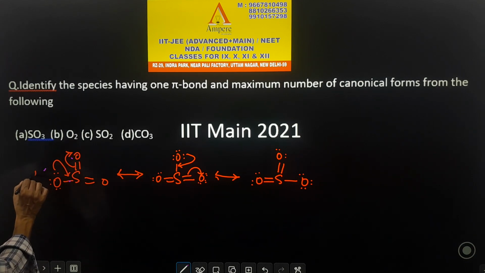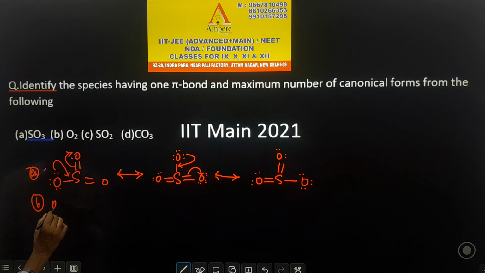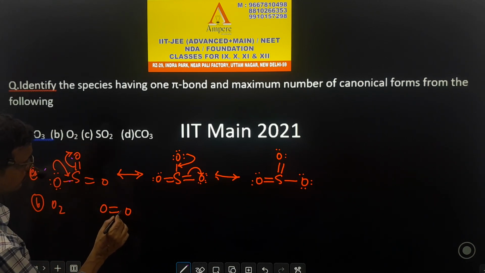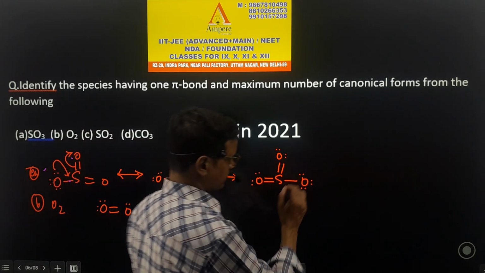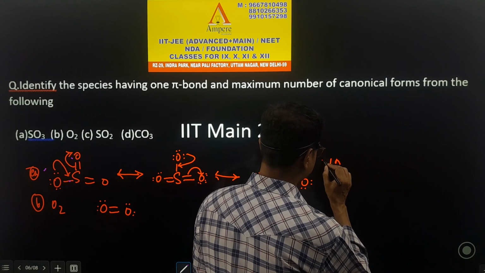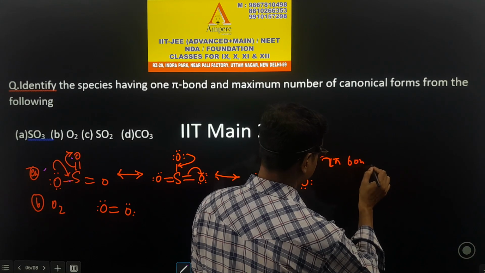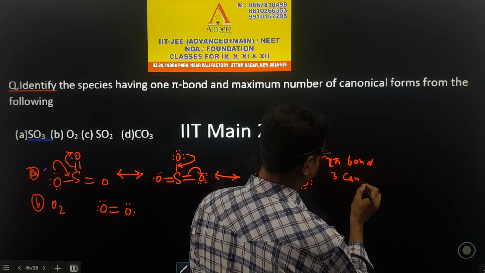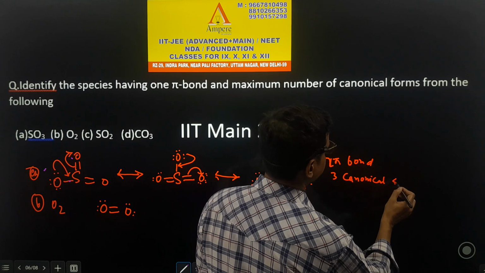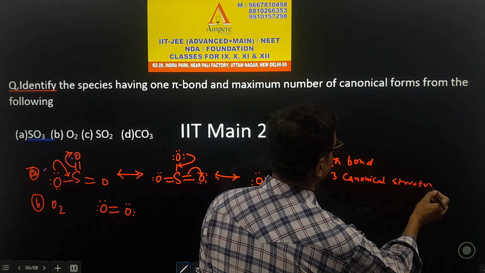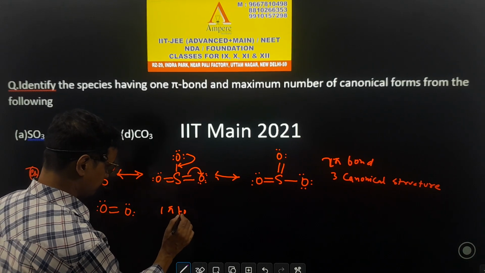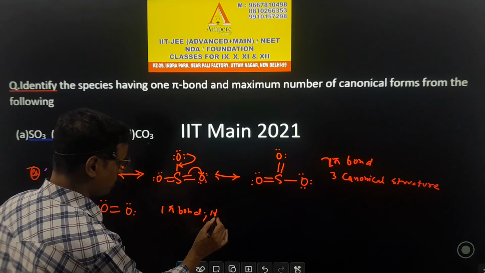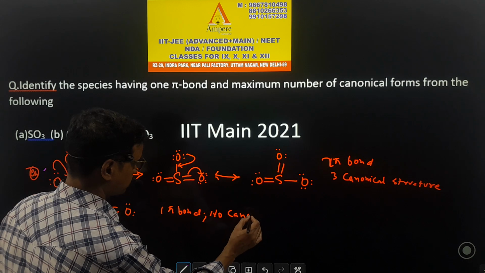Now the second part; first one was this, second O2. In O2, there is 1 pi bond, but there is no canonical structure. In this SO3, 2 pi bonds and 3 canonical structures. In ozone, 1 pi bond but no canonical structure.